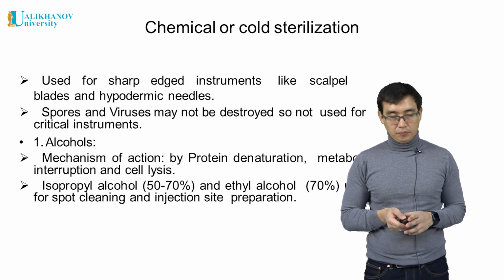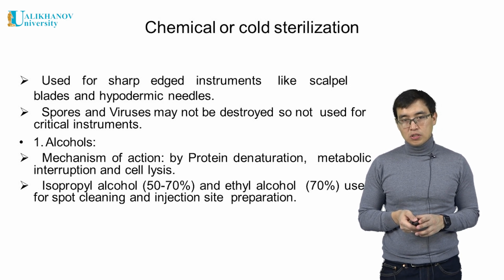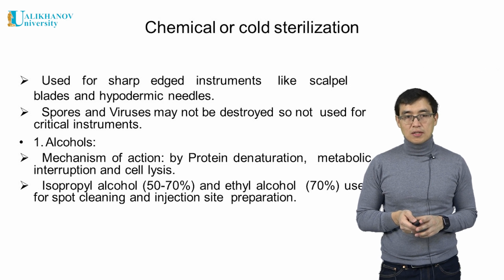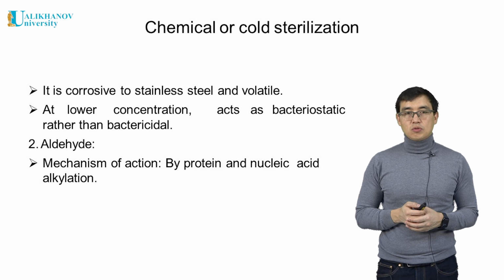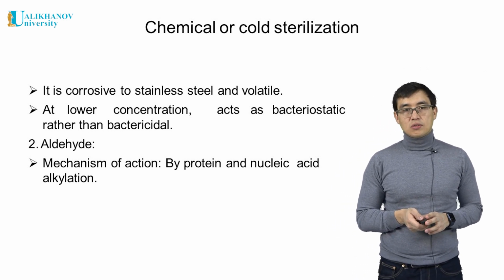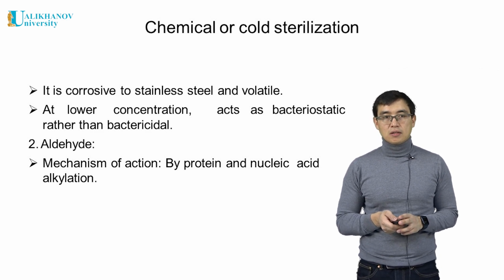Alcohol's mechanism of action is by protein denaturation, metabolic interruption, and lysis. Isopropyl alcohol and ethyl alcohol are used for spot cleaning and injection site preparation. It is corrosive to stainless steel and violet. At lower concentrations it acts as bacteriostatic rather than bactericidal.